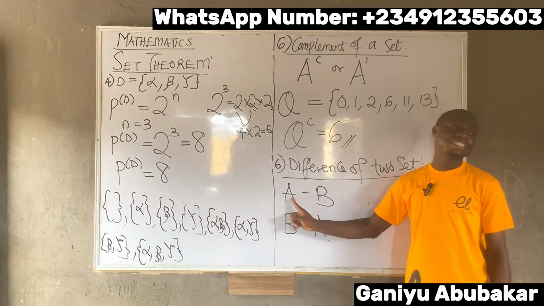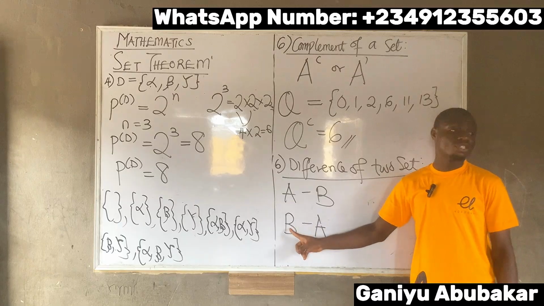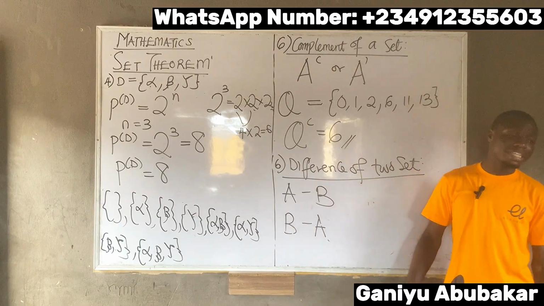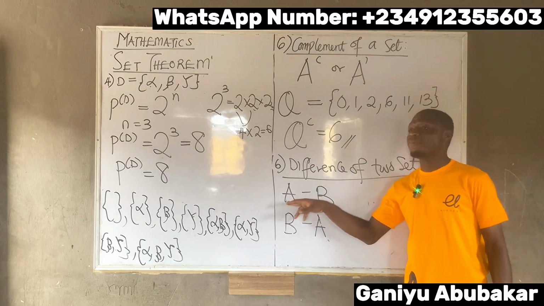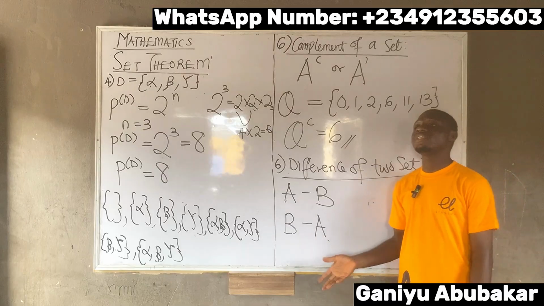All the elements in A can be found in B. This one means all the elements in B can be found in A. That's the meaning, so don't forget. We have A minus B. It simply means that all the elements in A are contained in B.